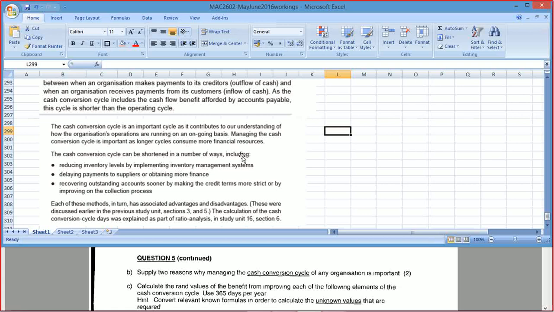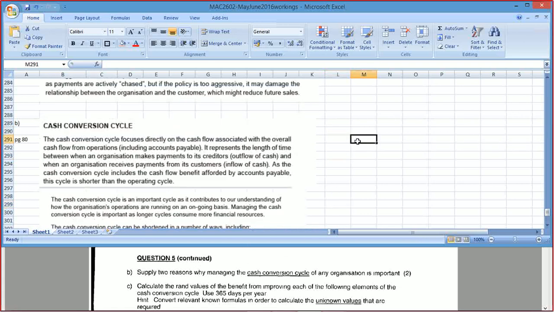Okay, so obviously you want to shorten the cash conversion cycle. So 2 reasons why managing the cash conversion is important. Well, maybe we could talk about something more general. Profitable companies can go bankrupt.